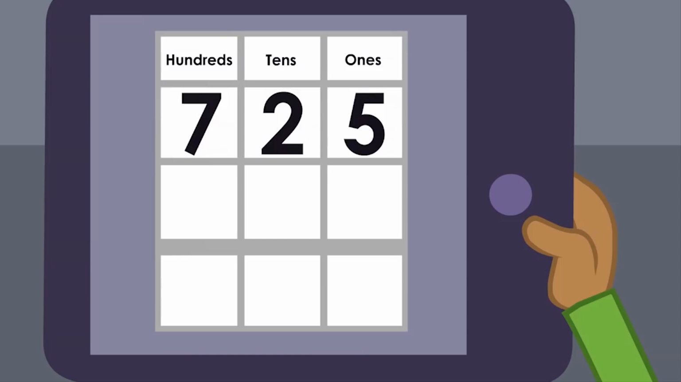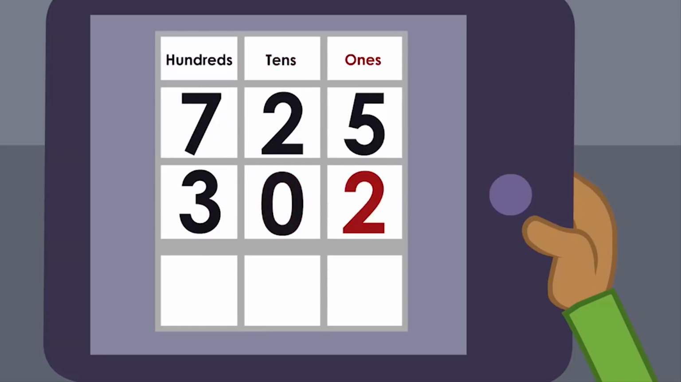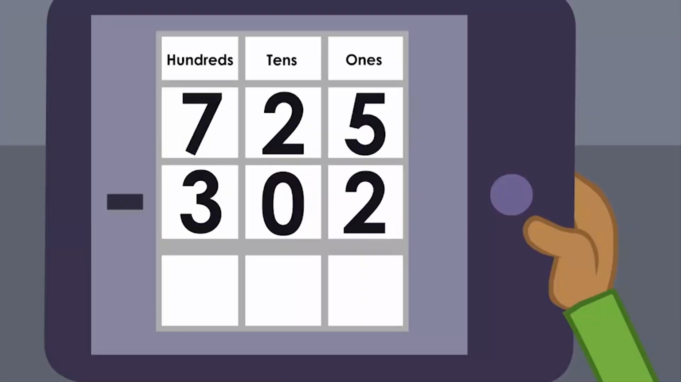So in the row below, we need a 3 in the hundred place, a 0 in the tens place, and a 2 in the ones place. Now let's subtract. Start with the ones. 5 ones take away 2 ones leaves 3 ones.